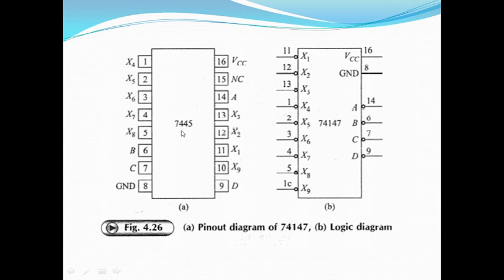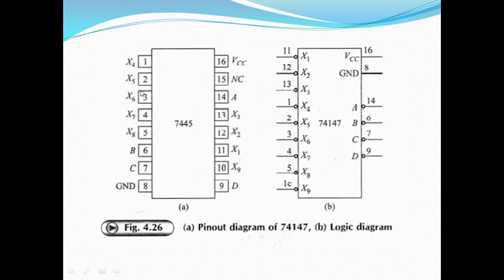You can see that this is that IC, 74147. I think there is a problem. This IC is actually 7445. By mistake, it is printed 74147. You can see that this IC is a 16 pin IC. Pin number 16 is connected with the VCC. Pin number 8 is connected with the ground.